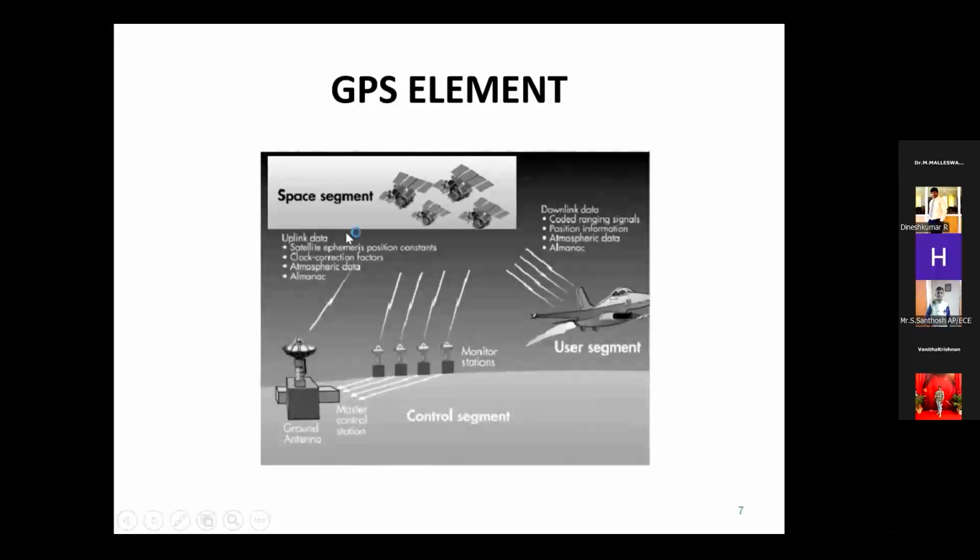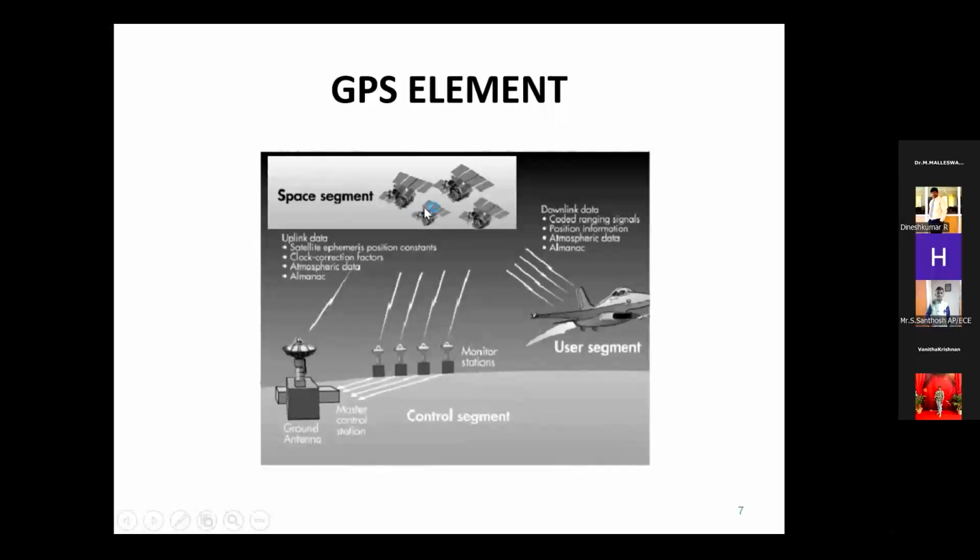Now let us see how these three segments get connected during GPS operation. The control segment consists of an antenna, a master control station, and monitor stations, right? The data from the control segment goes to the space segment. This is called uplink data. It includes satellite ephemeris position constants, clock correction factors, atmospheric data, and almanac data.